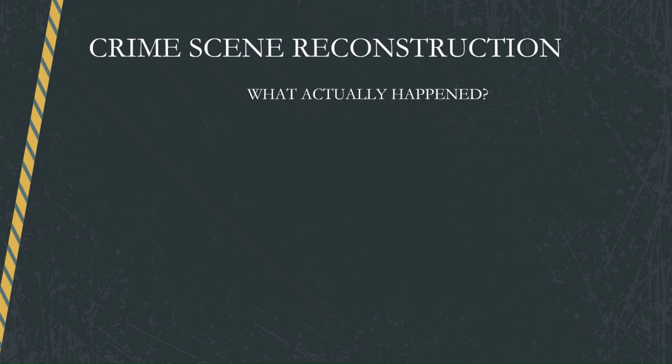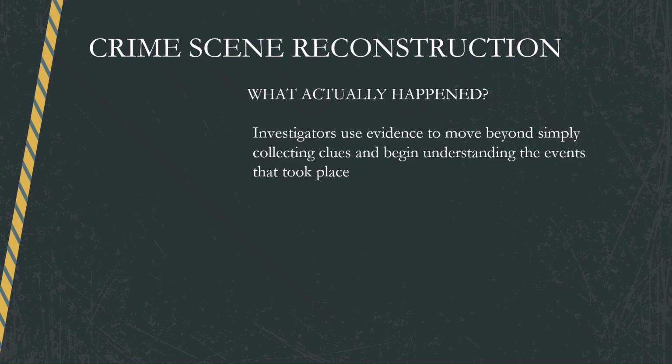The real challenge is taking hundreds of separate observations, photographs, measurements, laboratory findings, and turning them into a logical sequence of events that explain what happened, how it happened, and sometimes even why it happened. And that process is what we call crime scene reconstruction. It is where everything we have learned throughout the series comes together. It is where the investigators use the evidence to move beyond simply collecting the clues and begin understanding the events that took place at the crime scene.